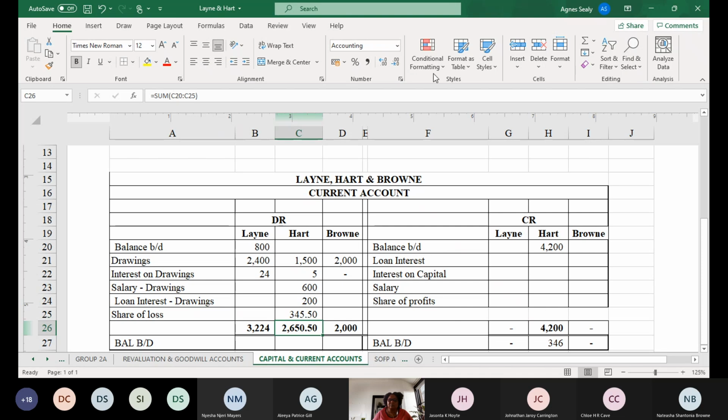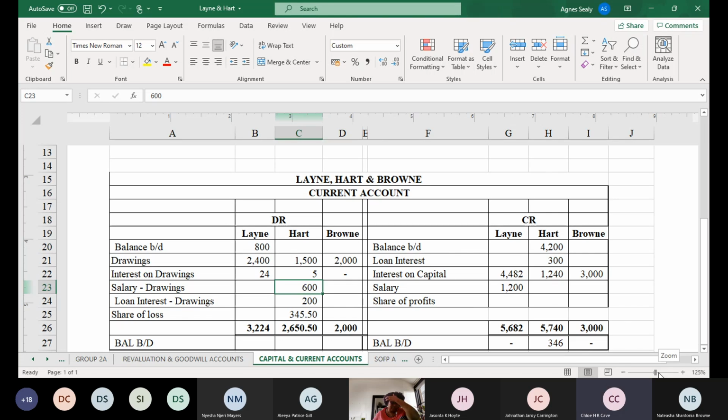And then you have the loan interest for Hart. The loan interest for Hart was $300, and the interest on capital $4,482, $1,240, and $3,000. For Layne, $1,200. That's how much she was entitled to. She was entitled to $1,200 for the 8 months, but she took 6 out of the 12. Right?